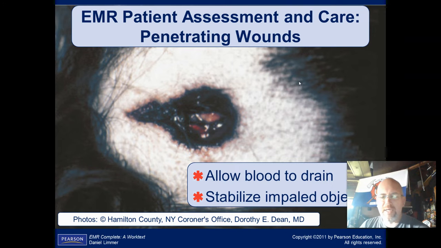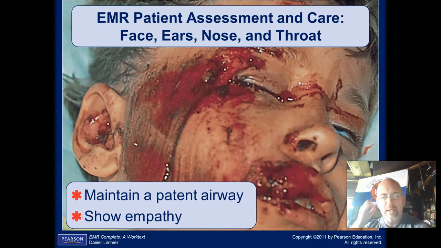Allow blood to drain and stabilize impaled object. This would be a penetrating wound. Reality is, guys, what we're looking at here is a burn mark from a gunshot wound, but they're showing this as an impaled object. And again, any impaled object needs to be stabilized in place. We're going to use gauze pads and Kerlex roll around to keep that impaled object secured in one place.